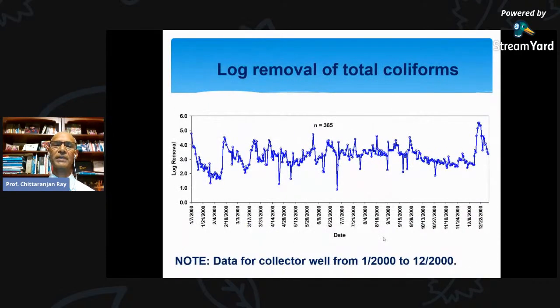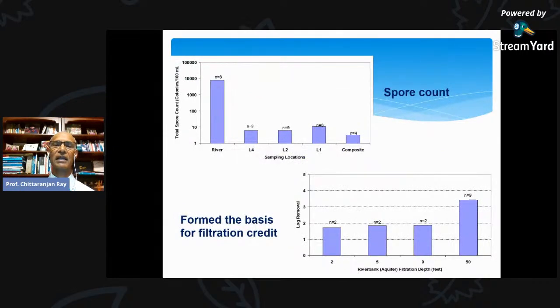The aerobic spores, the bacillus spores, were in large number. We don't do the Giardia or Cryptosporidium because they're very small in number. So we see that at 50 feet, you can easily get 3 log removal of these aerobic bacillus spores. And this really gave the US EPA the data to provide some, they call it credit, that if you are using riverbank filtration and the system is not defined as surface water or surface water under the direct influence of groundwater, you can supply this water directly to the people.